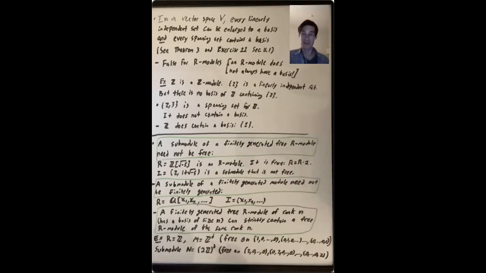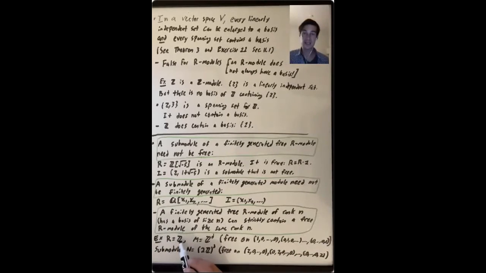And the last one I want to mention in this lecture: a finitely generated free R module of rank n, which, remember, is the cardinality of a basis, so it has a basis of size n, can strictly contain a free R module of the same rank n. You look at its submodules, and it can have a submodule that's also a free R module of rank n, but is properly contained in it. This is something you might not believe can happen at first. So you should just learn an example and keep it in mind.